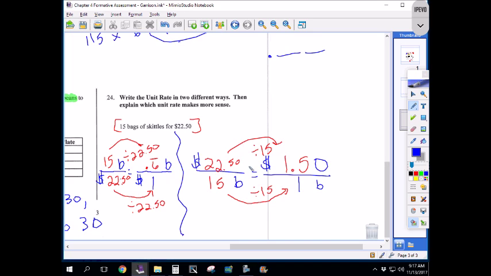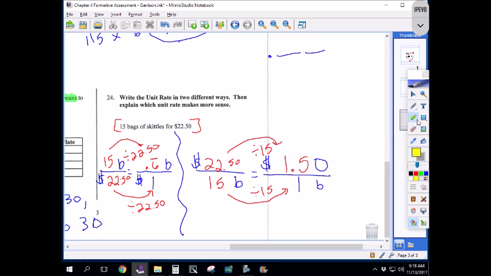Now, let's talk about what these mean. This one over here means that for $1, if I walked into Meijer and I had only $1 in my pocket, I could go to the cash register and say, here's $1, I would like my 0.6 repeating bags of Skittles. Or you can walk in there and say, how much is it going to cost me to get one bag? They'd say $1.50.